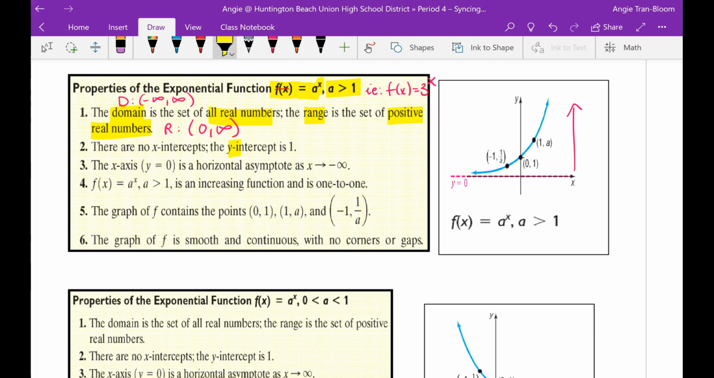There is no x-intercept, and there's one y-intercept. The y-intercept is at 1, which another way we can write is (0, 1). You do have a horizontal asymptote. Your horizontal asymptote is y equals 0, which means you have this dashed line right here on the x-axis. Then, because a is greater than 1, it's going to be an increasing function, and it is 1 to 1.